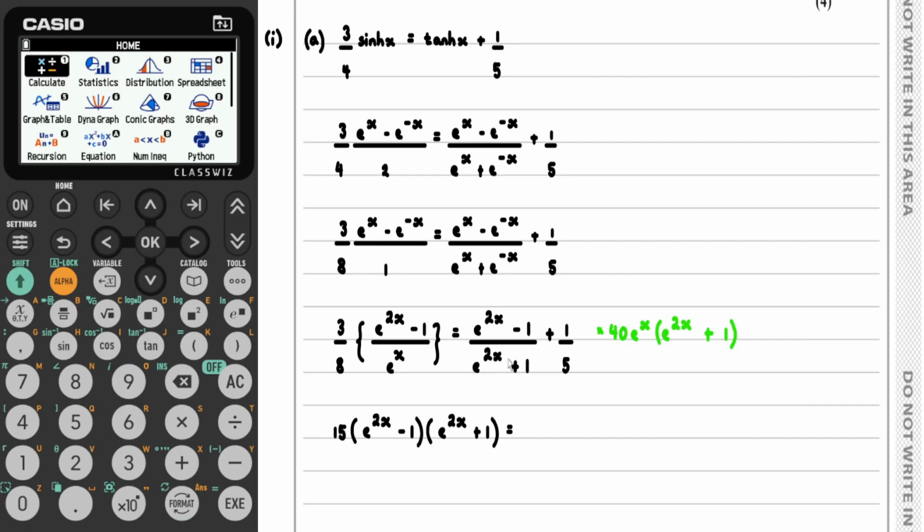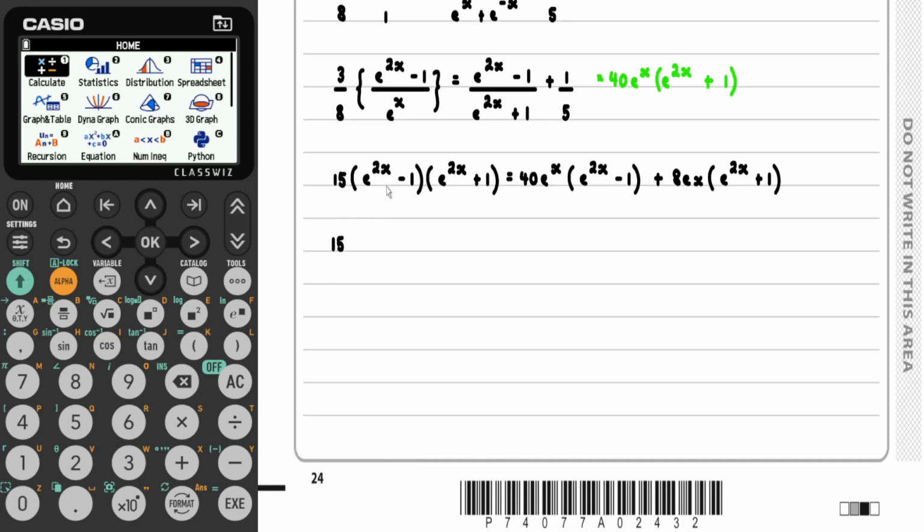And on the right hand side, if I multiply this term by 40 e to the x times e to the 2x plus 1, I would have 40 e to the x times e to the 2x subtract 1. And if I multiply this term by 40 e to the x times e to the 2x plus 1, I end up with 8 e to the x times e to the 2x plus 1.